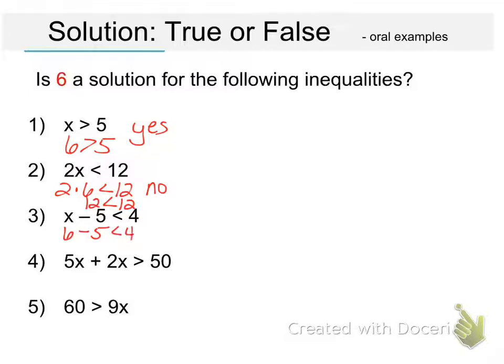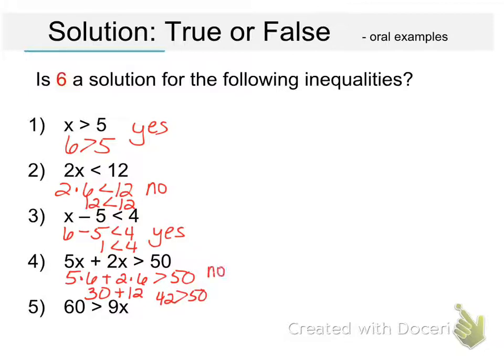Okay, then we have 6 minus 5 is less than 4. What is 6 minus 5? 1 is less than 4. Is that a true statement? Yes. So it is a solution for that one. 5 times 6 plus 2 times 6 is greater than 50. So 5 times 6 is 30. And 2 times 6 is 12. Okay, 30 plus 12 is 42. 42 is greater than 50. Is that a true statement? No. So it's not a solution to that one.